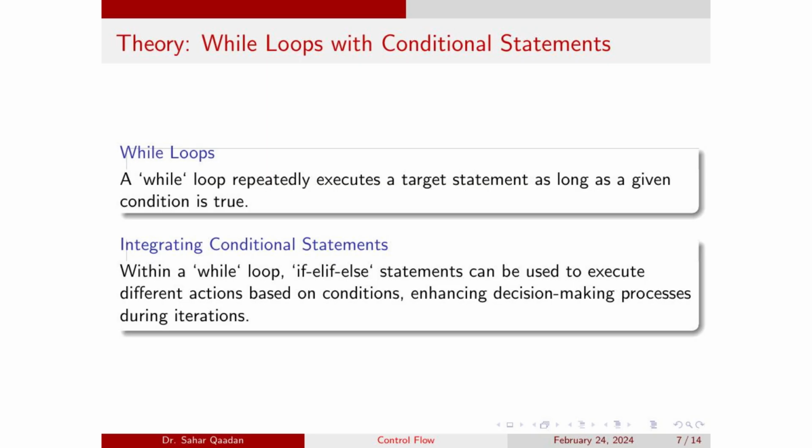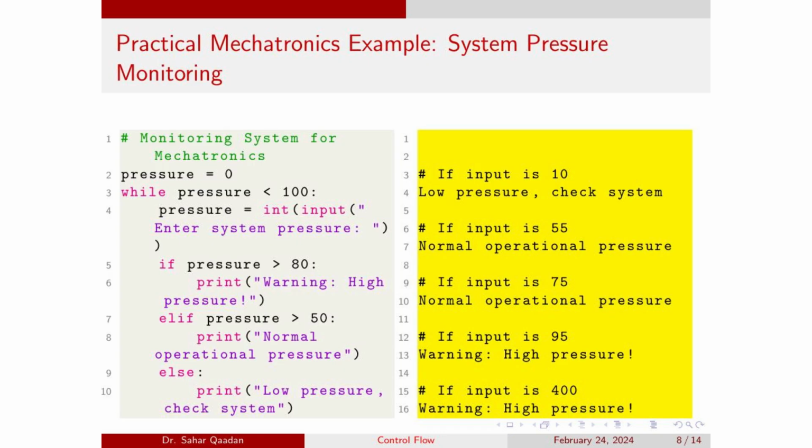If statement, decide. This is a monitoring loop for pressure. We start with pressure = 0. While pressure is less than 100, we keep asking the user to enter pressure again. Inside the loop, if pressure is above 80, warning high pressure; else if above 50, normal operational pressure; else low pressure, check system. So the loop continues until the pressure reaches 100 or more. That's like a real system. Keep reading pressure until it reaches a safe target.